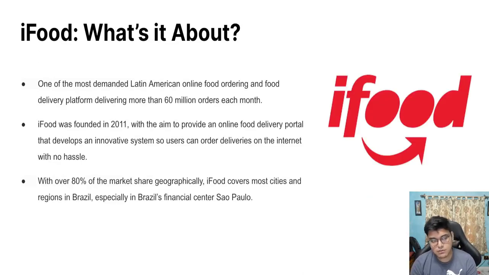Now let's take a look at what iFood is, what their company does, what the use case was that made them switch to using Litmus, and how Litmus is actually helping them with the challenges that they faced. iFood is one of the most demanded Latin American online food ordering platforms, and they deliver more than 60 million orders each month. It was founded in 2011, and it aimed to provide a better and quicker solution for online food delivery with innovative systems so that users can order deliveries on the internet with no hassle and with ease of use. With over 80% of the market share, iFood covers most cities and regions in Brazil, especially Brazil's financial center of Sao Paulo.